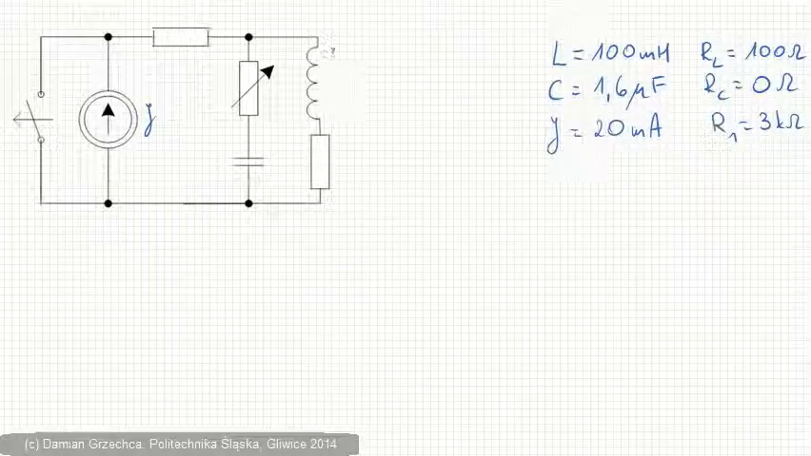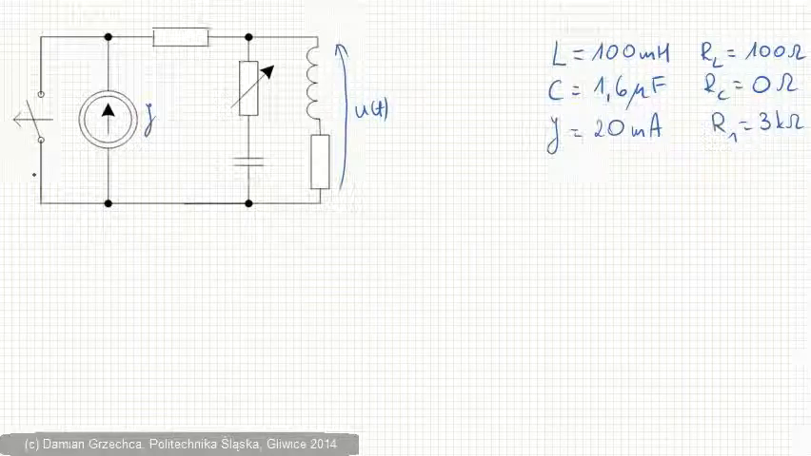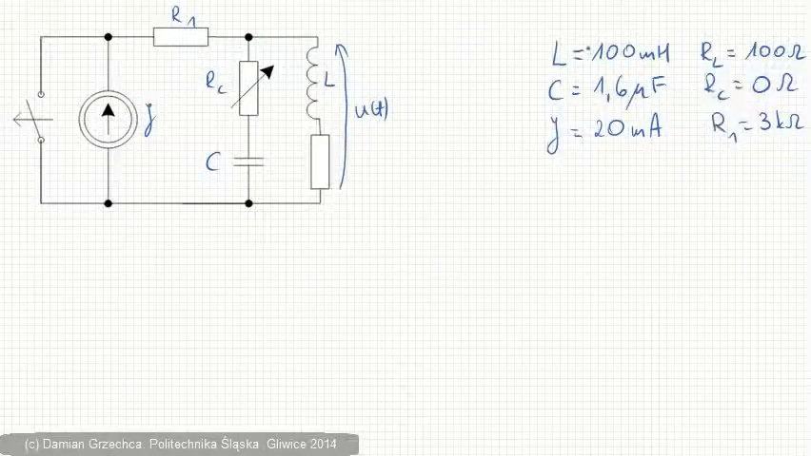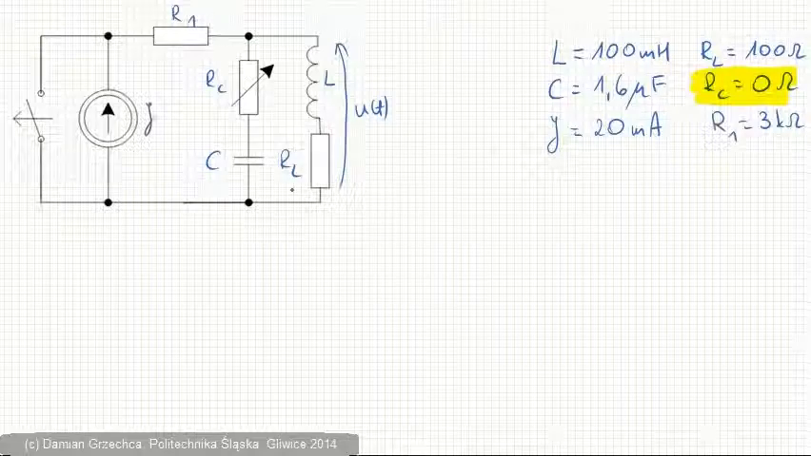In the circuit we have to calculate voltage U of t after opening the switch. The data are as follows. The coil inductance is 100 millihenries, capacitor 1.6 microfarads. The resistor in series with the capacitor is 0, and the internal resistance of the coil is 100 ohms.